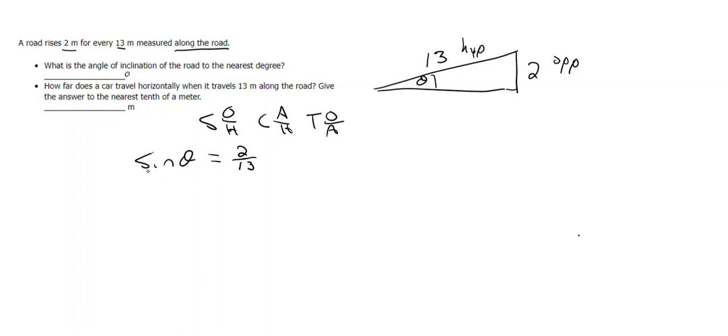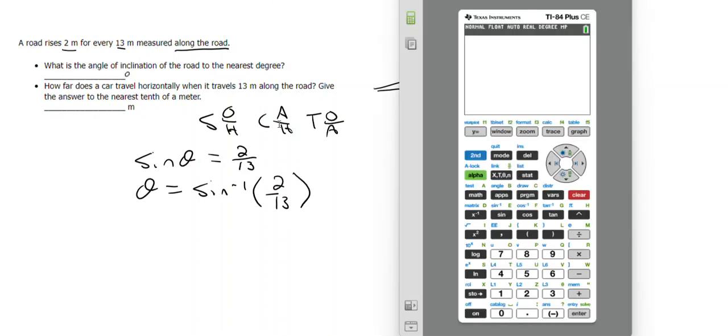All right, so now 2 over 13 is what sine of the angle is. But I don't actually want sine of the angle, I just want the angle. So I need to unsine this thing, and the way you unsine it is by going sine negative 1. So the angle is equal to sine negative 1 of 2 over 13. Okay, so then I'm going to hit second and then sine. So I get that sine negative 1.